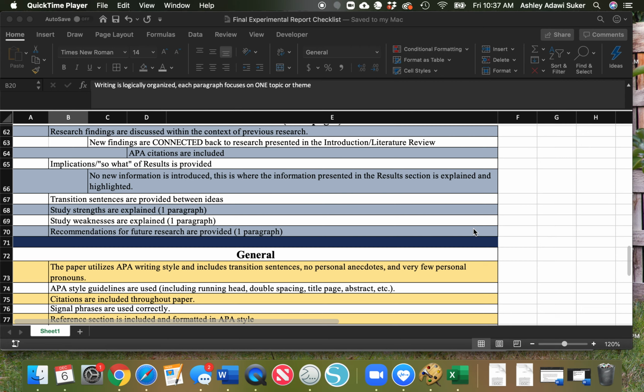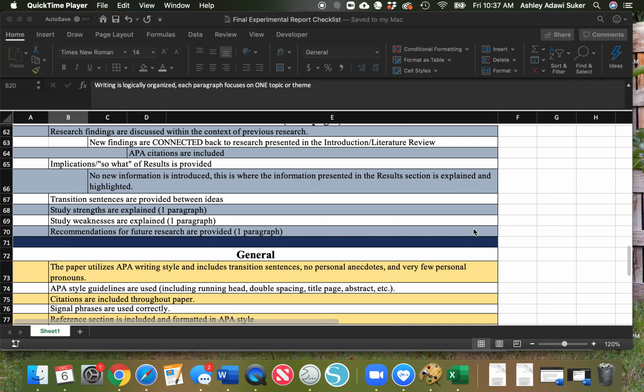You're going to talk about the study strengths. This is one paragraph, and by one paragraph, I mean it's probably 2 to 3 sentences. Same with study weaknesses. Your sample size was low. You used a convenient sample, things like that. One paragraph, just a couple of sentences.